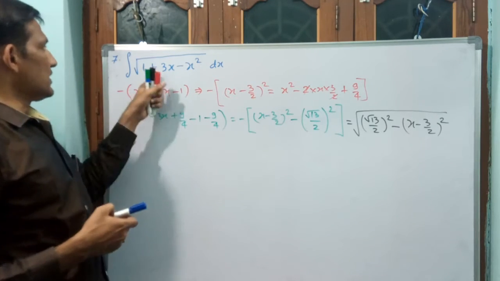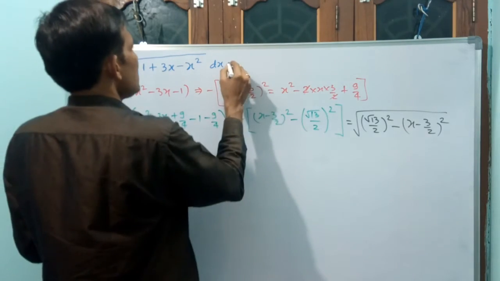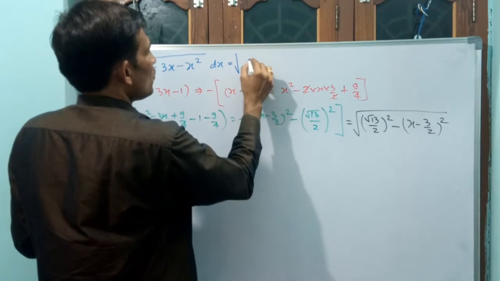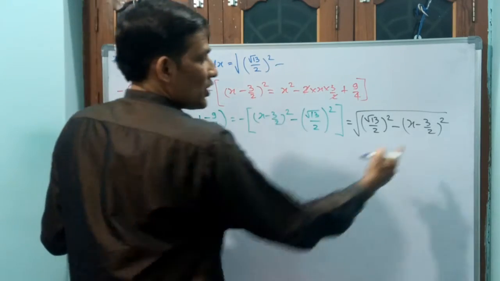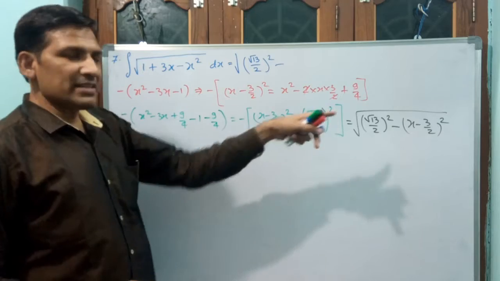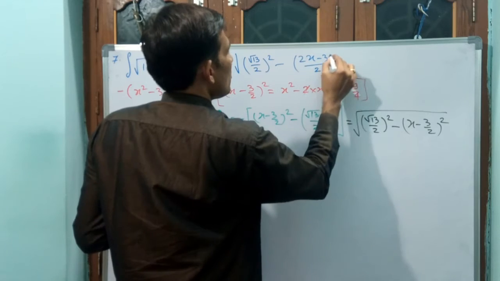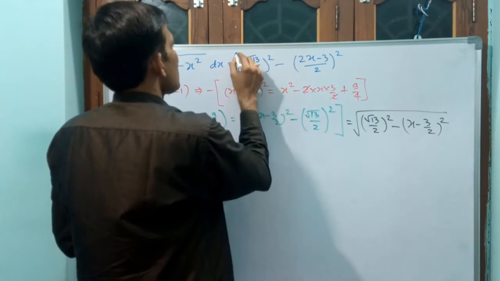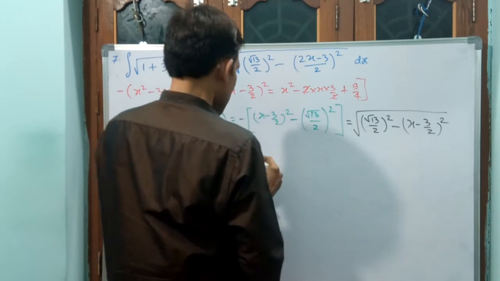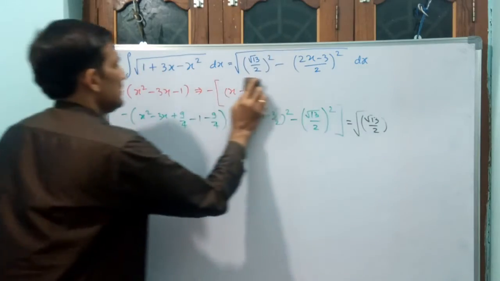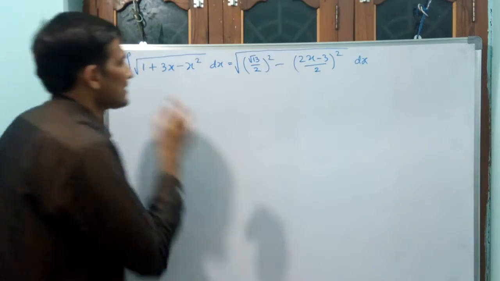See what I am writing now. Like this I am writing. Okay? See, that is equal to square root of (root 13 by 2) whole square minus, see, x minus 3 by 2, I want to write (2x minus 3) by 2, (2x minus 3) by 2, whole square, under root, dx. Okay. Now remaining all I am removing. If you want, you pause and note down how I have made this calculation and all.